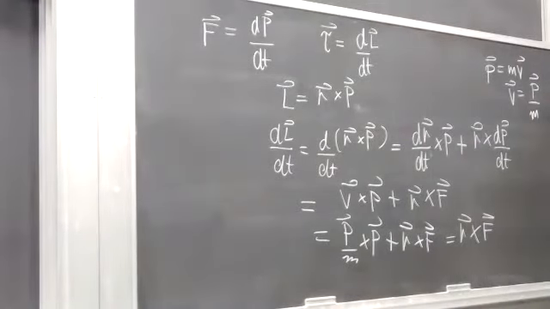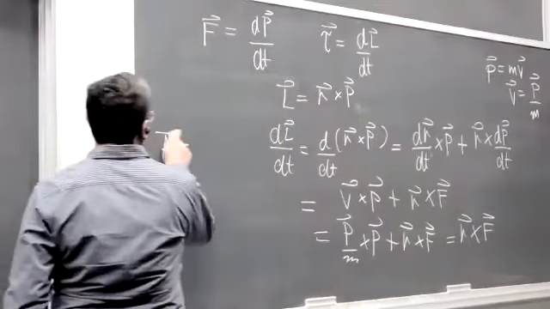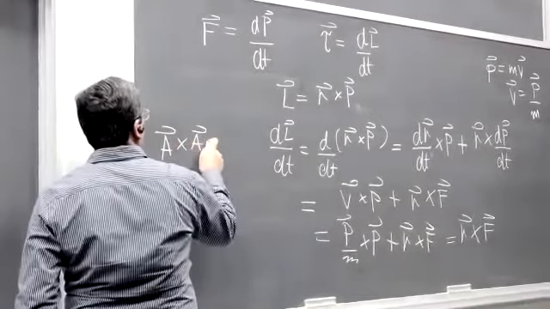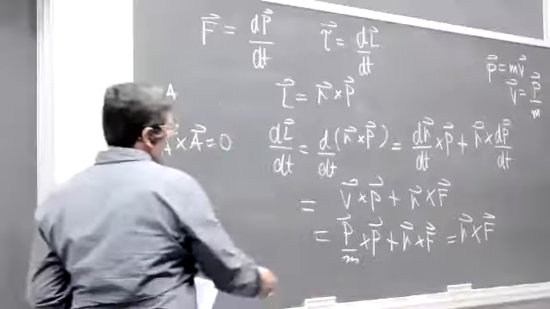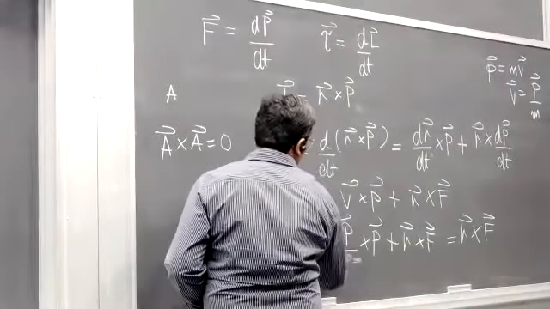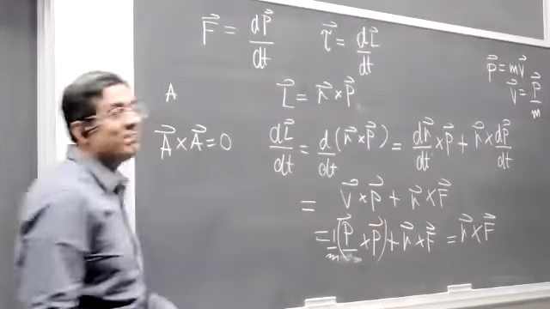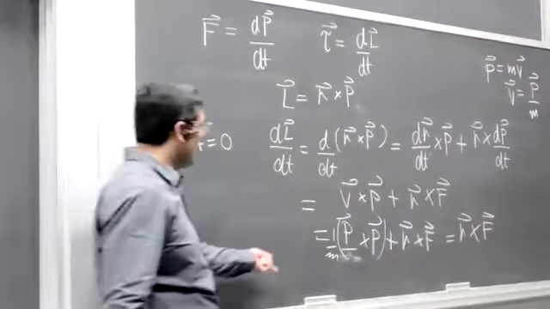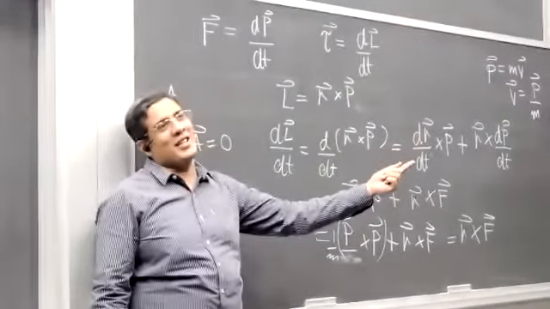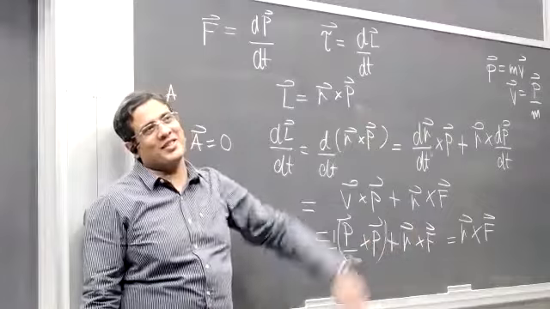R cross F. Okay. Remember, sir, can you tell how this became zero, p over m into p? The cross product of a vector with itself is zero. It is not p into p, it is p into p over m. But p over m is a scalar, so I can take it outside. And if you multiply a vector by a scalar, it remains a vector in the same direction.